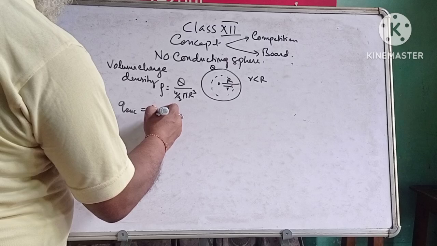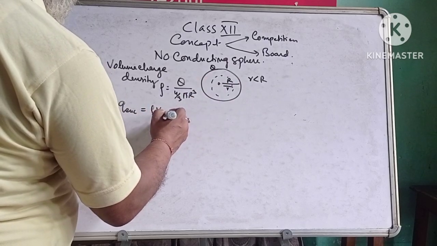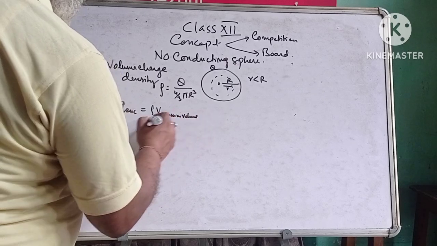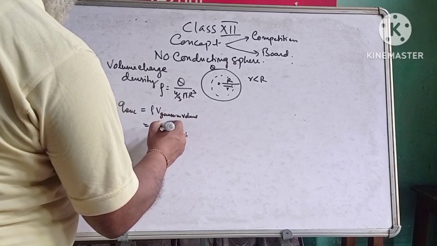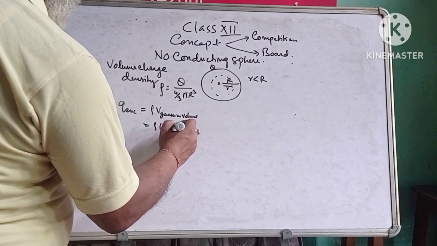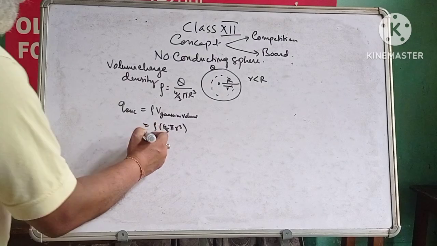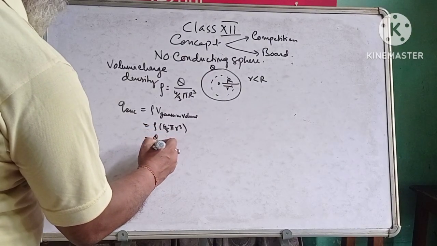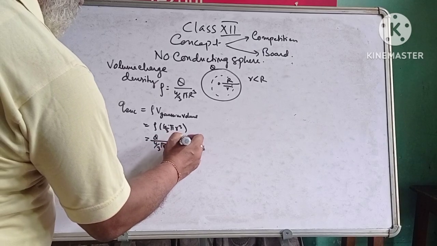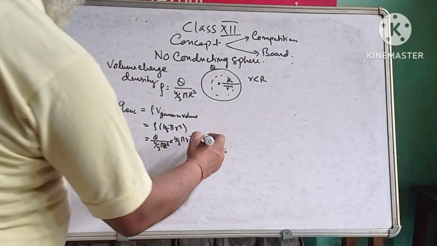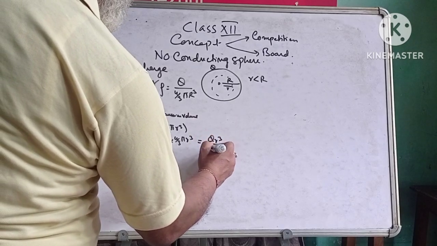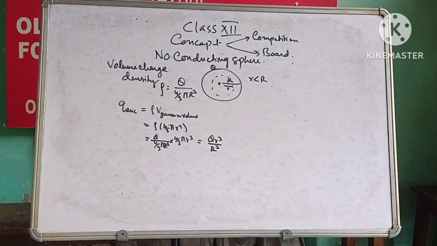rho into Gaussian volume. This is the Gaussian volume. So this will be equal to rho. Gaussian volume is 4 by 3 pi r cube, and your density is Q by 4 by 3 pi r cube into 4 by 3 pi r cube. So this comes out to be Q r cube by r cube. This is your Q enclosed.